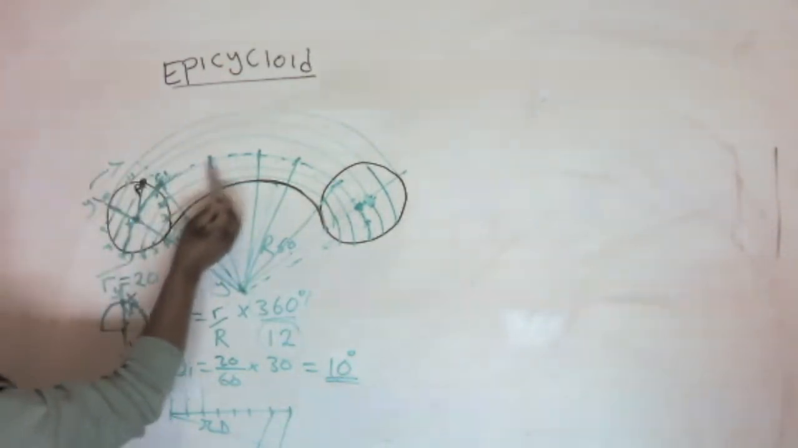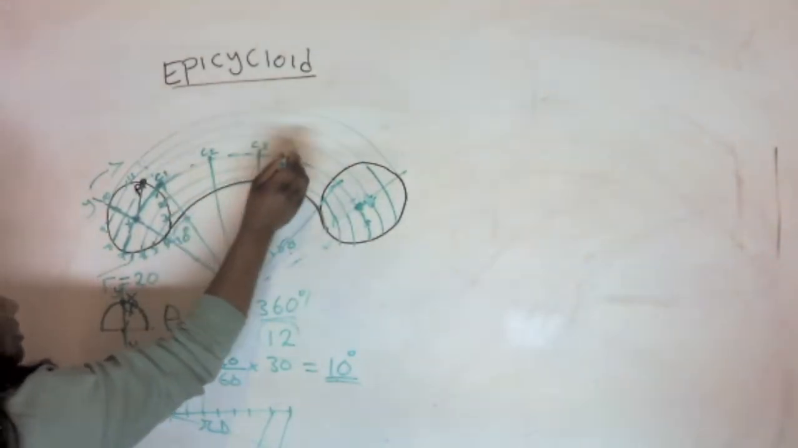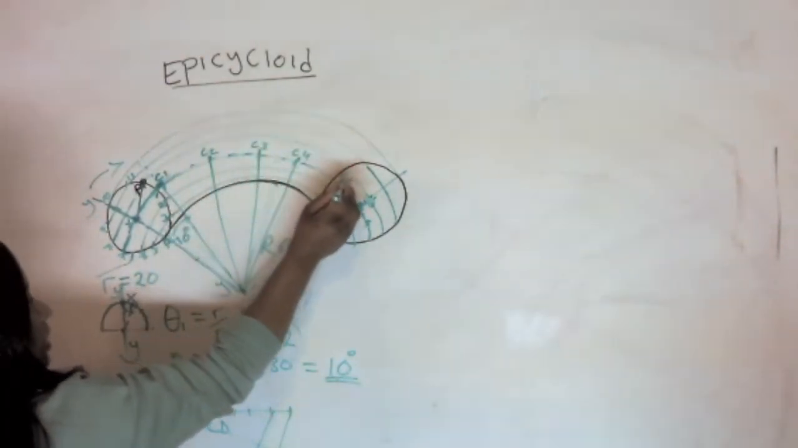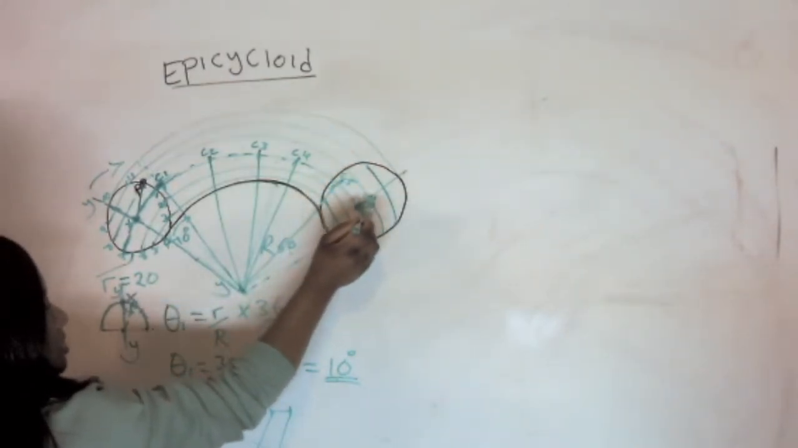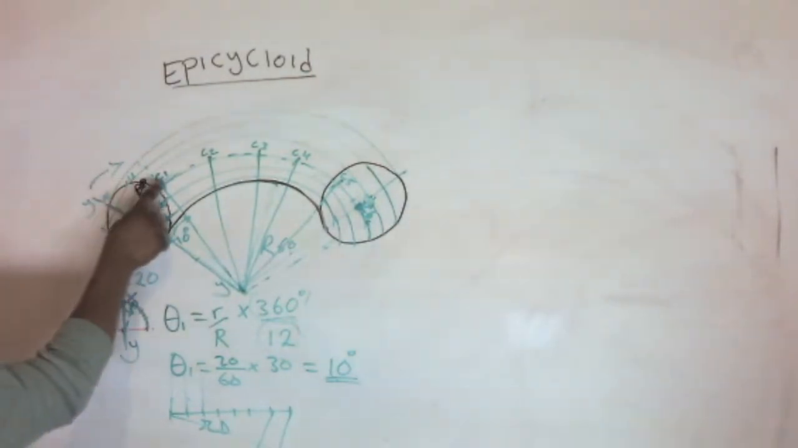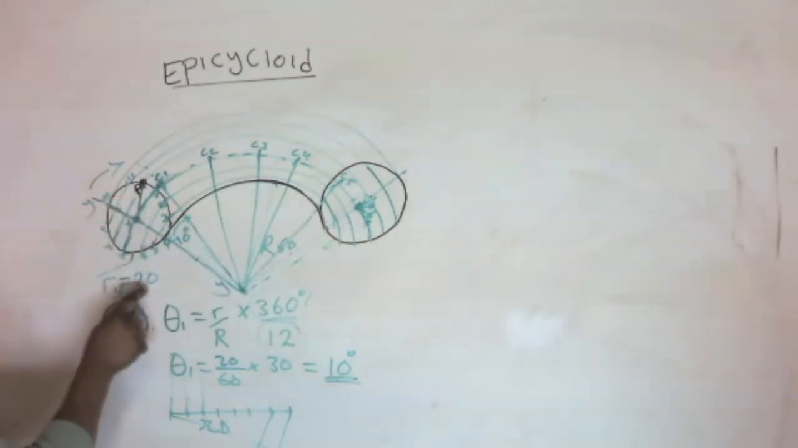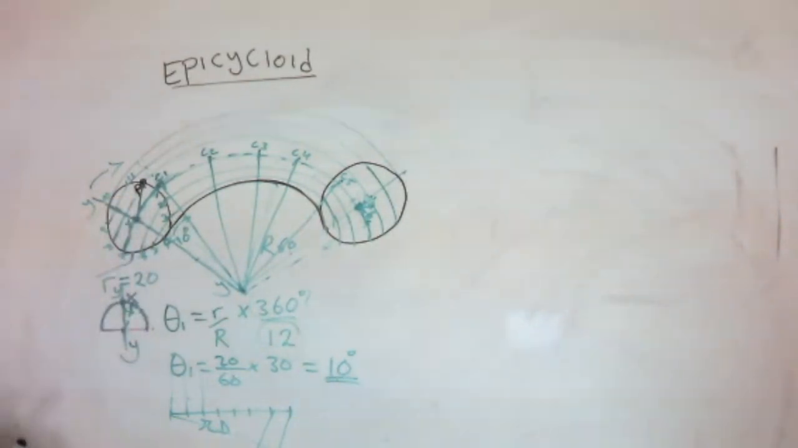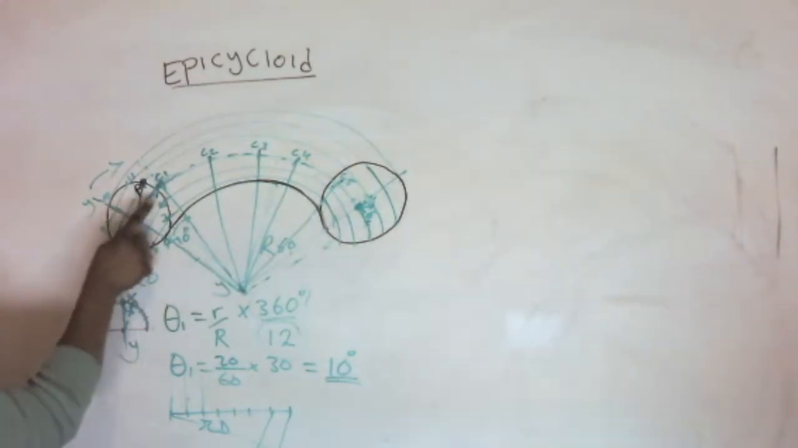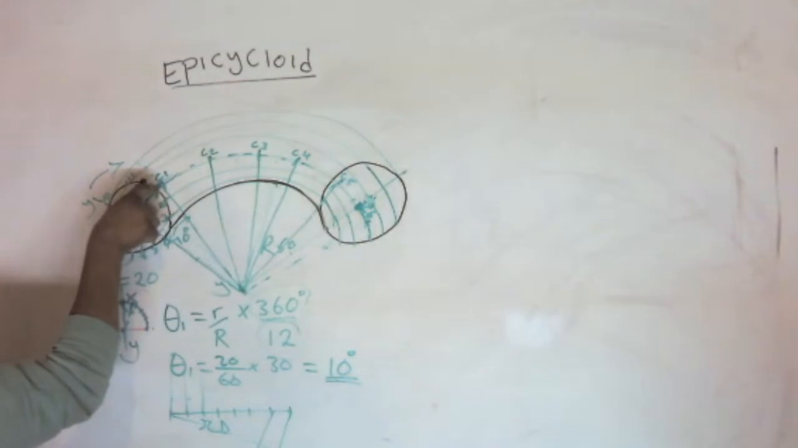Centers for arc 1, center 2, center 3, center 4, center 5, and then lastly center number 6. You are going to take your compass and put it on center 1, using the radius of the rolling circle. So the radius is 20. Open your compass to 20 and put it on C1.